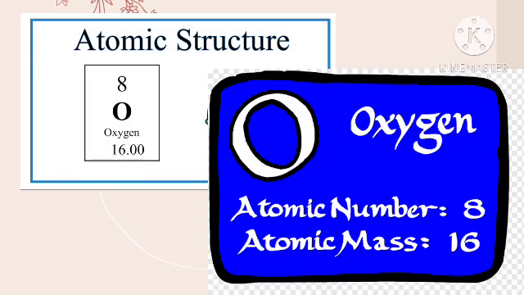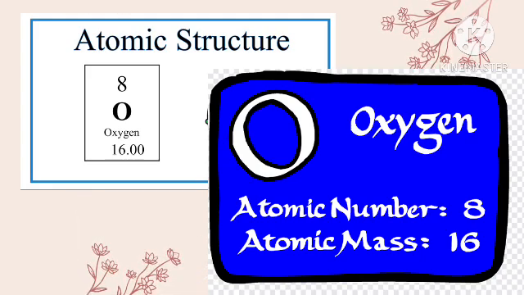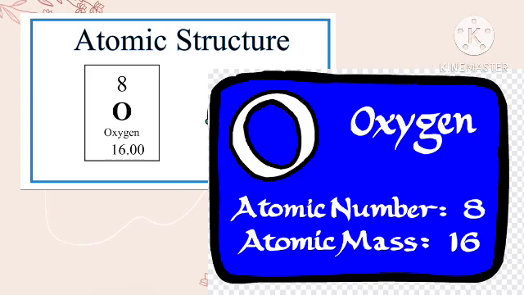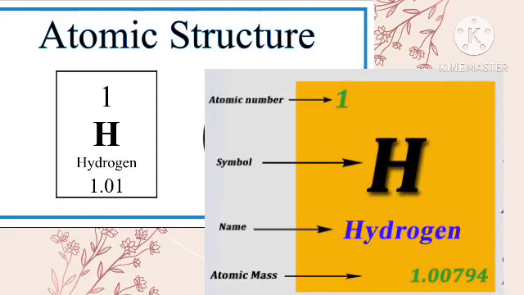Let us take oxygen as an example. The element oxygen has 8 protons, so the atomic number is 8. Then the mass number of oxygen is 16. The atomic number for another element, let's say hydrogen, is 1, and the mass number is equally 1.